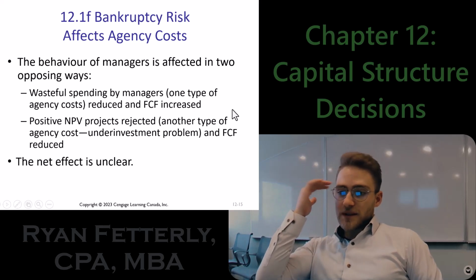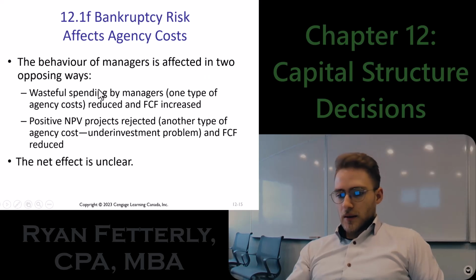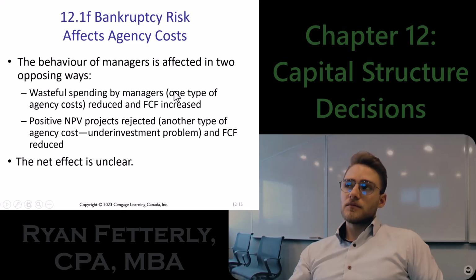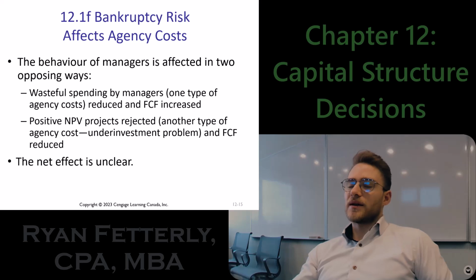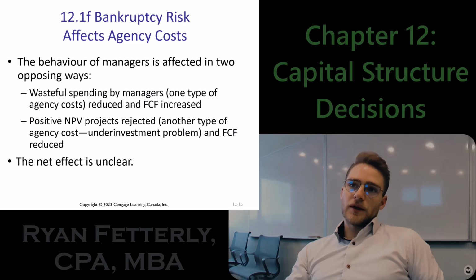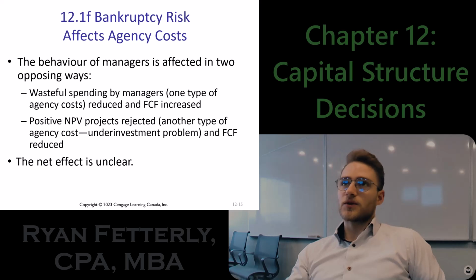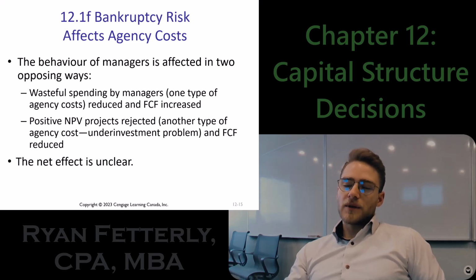So if bankruptcy risk affects agency costs, the behavior of a manager is affected in two opposing ways. Wasteful spending by a manager is usually reduced. When a company is doing very well and has very strong free cash flows, management can start freewheeling with the money a little bit, and this can lead to some wasteful spending, right? For instance, sending employees to large conferences, perks, whatnot. But when a company is more in trouble, you don't see this as much. People are much more critical of how a company is spending its money.